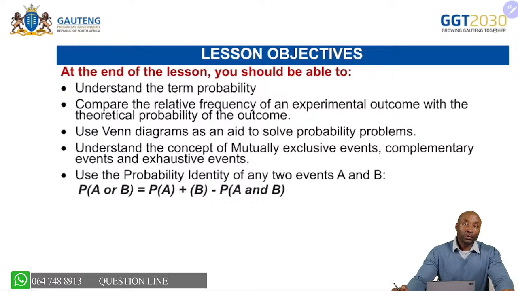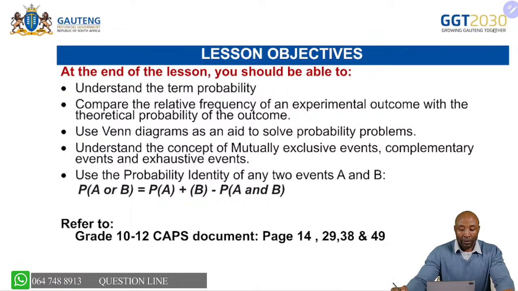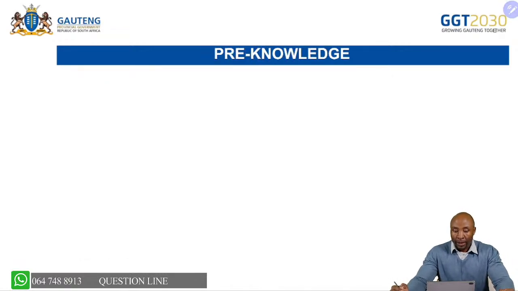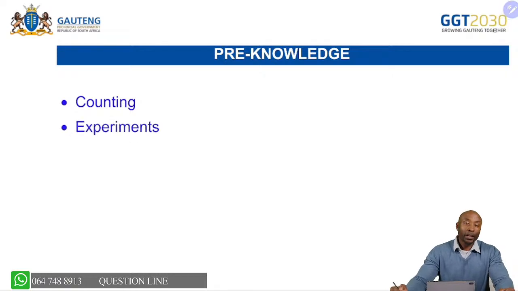And we should be able to use the probability identity of any two events, A and B, which is given as the probability of A or B is equal to the probability of A plus the probability of B minus the probability of A and B. Now we can refer to the CAPS document on the highlighted pages and also on the grade 12 examination guidelines on page 7.